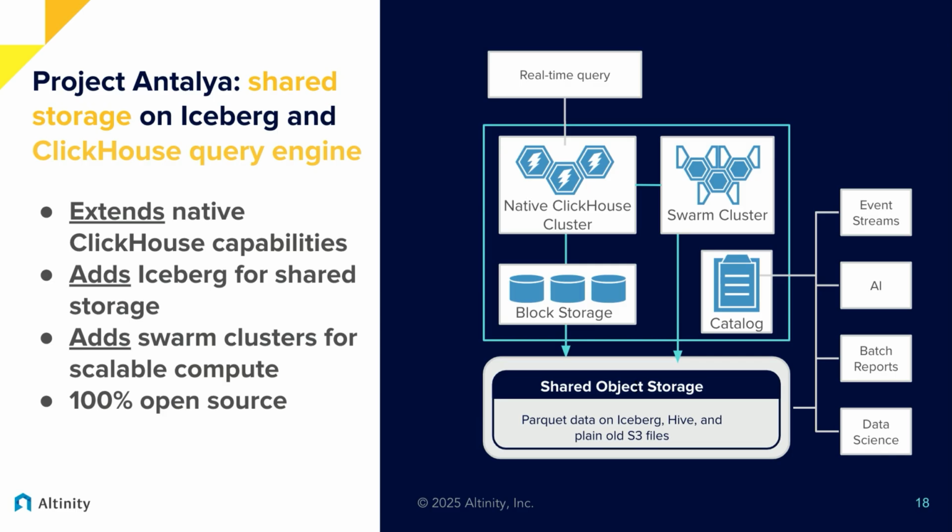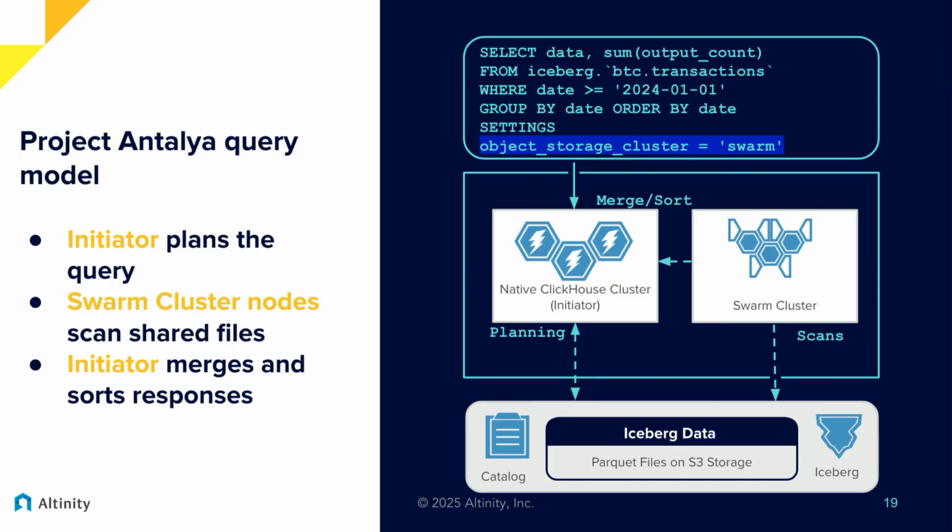So that was a source of innovation. Now we are trying to make innovation inside ClickHouse. We are extending ClickHouse native capabilities with some new features that allow us to use Iceberg and Parquet for shared storage. Additionally, on top of that, we are also extending ClickHouse to run stateless compute nodes, which we call swarms, that can be used to scale your compute for Parquet independently from your main ClickHouse cluster. So let's check those features one by one.